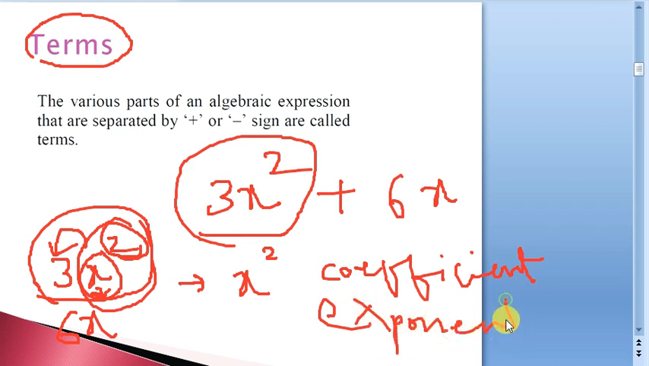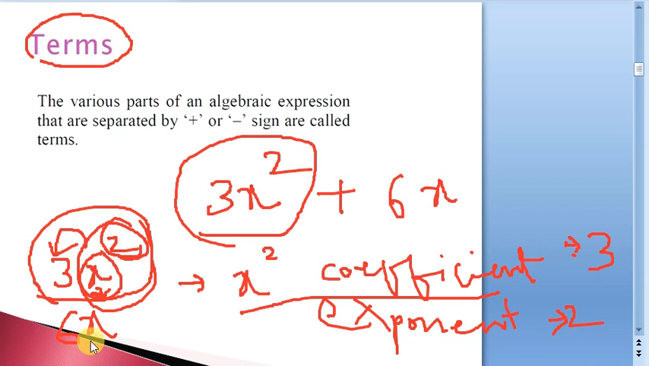Like that, for each term we can classify the coefficient and we can find the exponent also. So in this case, 3x square is there, and for this x square, the exponent is 2 and the coefficient of x square is going to be 3. Except for this x square, whatever remains, the numeral is going to be our coefficient.